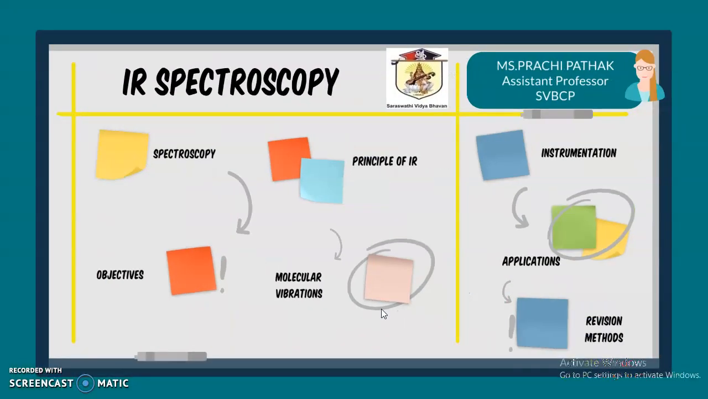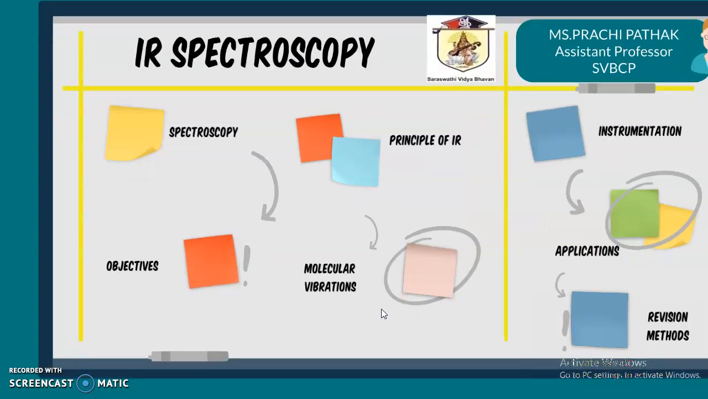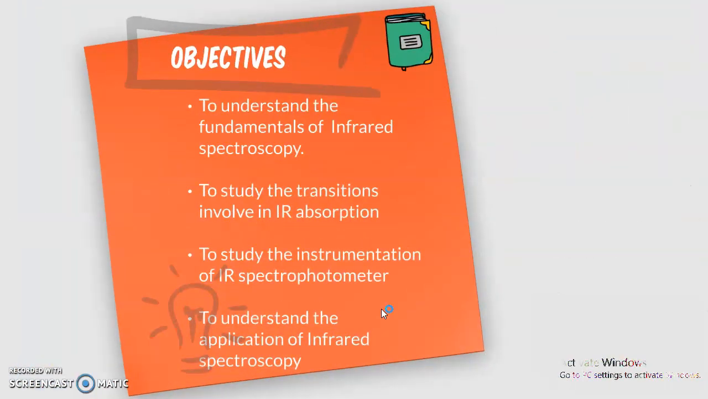When we know what spectroscopy is, what IR spectroscopy is used for, that is functional group detection, and what the EMR region is, now it is important to know why we are studying this chapter. We are studying this chapter to understand the fundamentals of IR spectroscopy, to see what types of transitions are involved in IR absorption, to study the instrumentation of the IR spectrophotometer, and to understand the applications of infrared spectroscopy. So at the end of the chapter, we should have all these objectives ticked, that yes, I have done all these and I know all these.